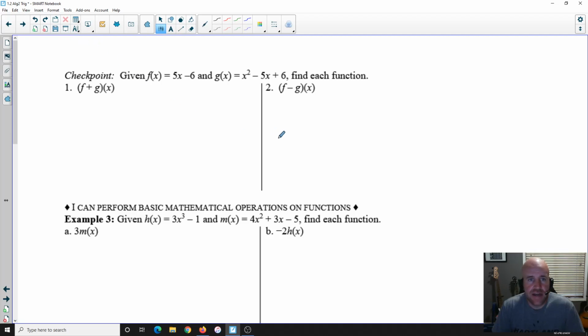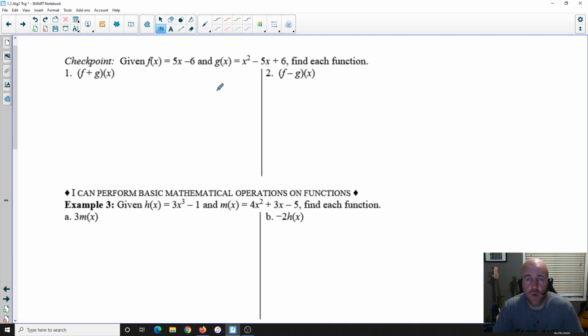So moving on to the next page. So pause this and do the 2 checkpoints, and then I will show you how to do them.